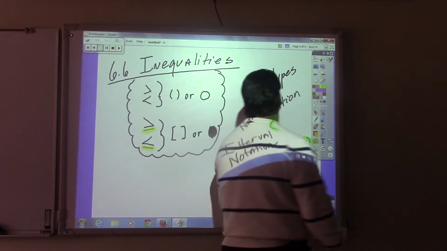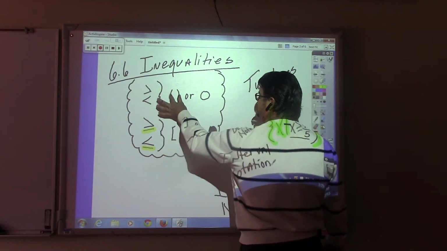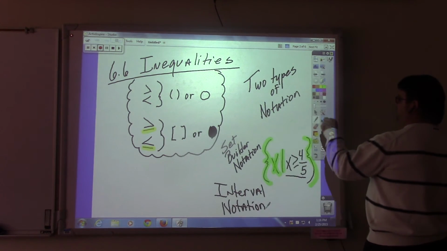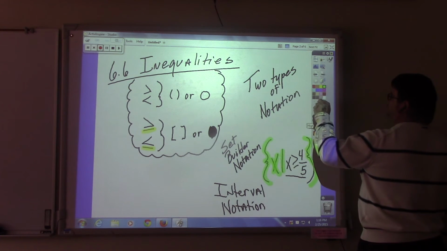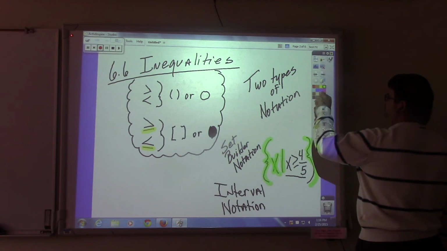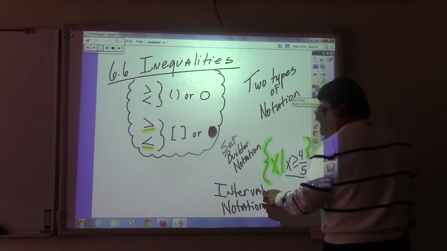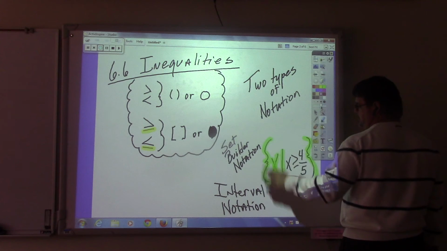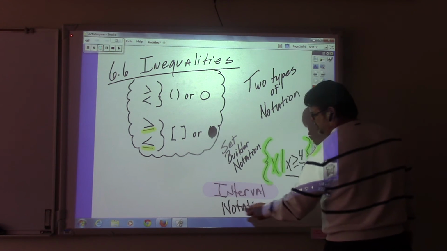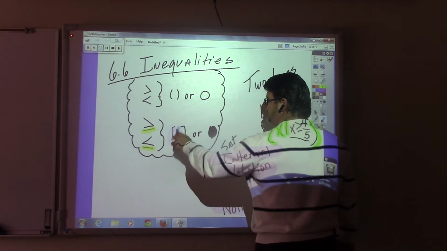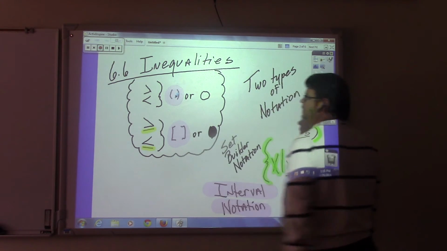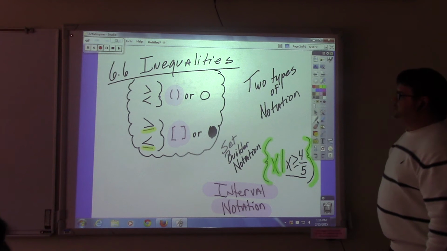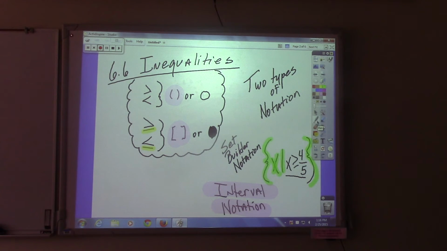Interval notation is where you're going to use these. So I'm going to take my handy dandy highlighter, purple or mauve, and I'm going to highlight these, because that's where you use the parentheses and the brackets.